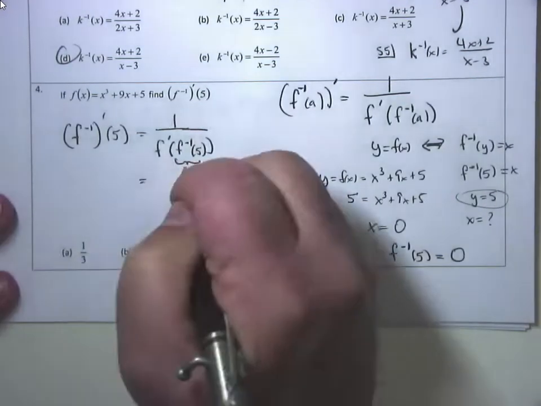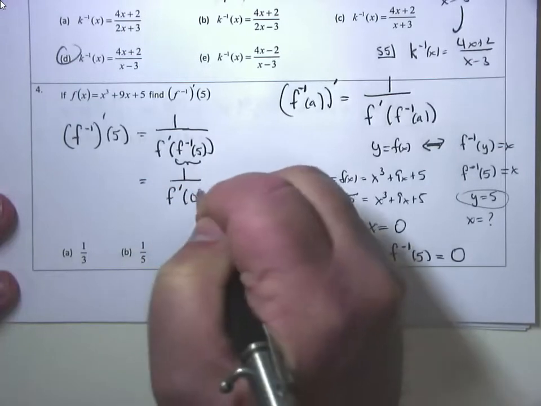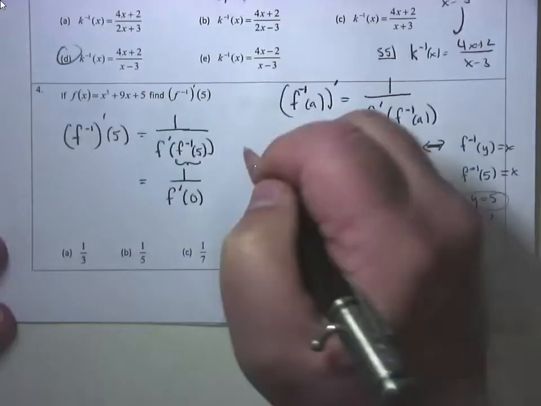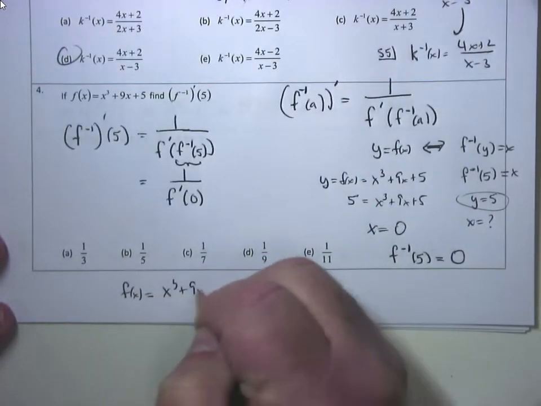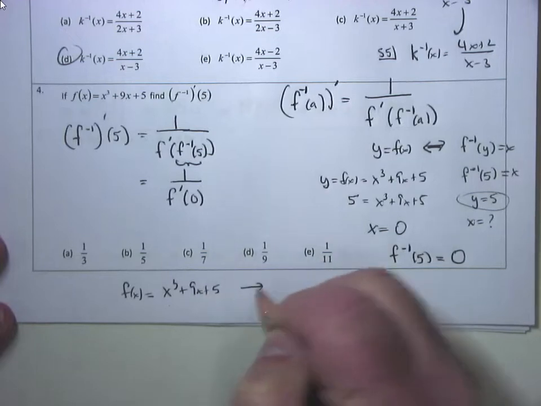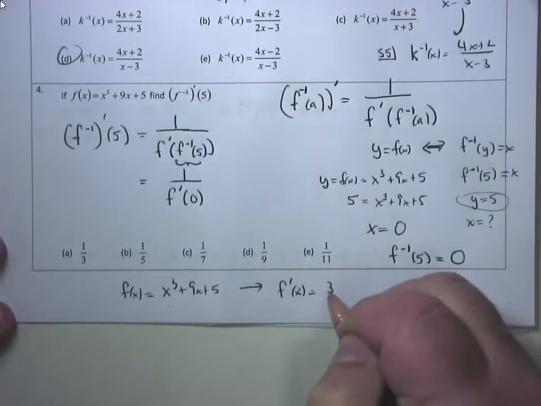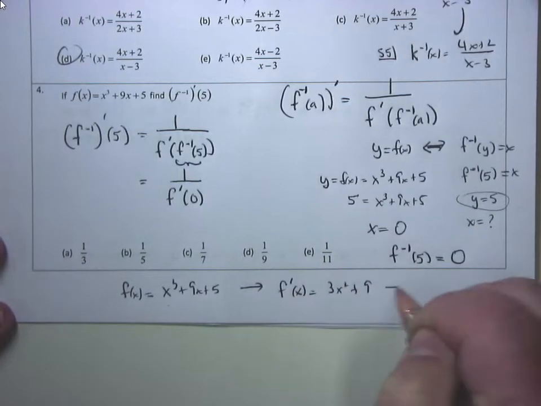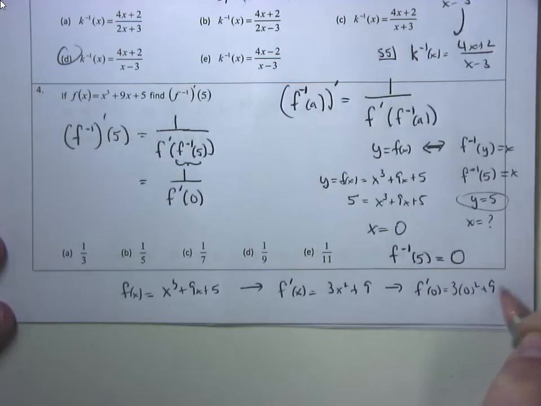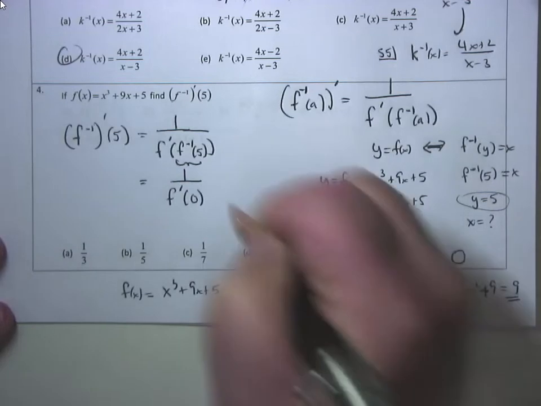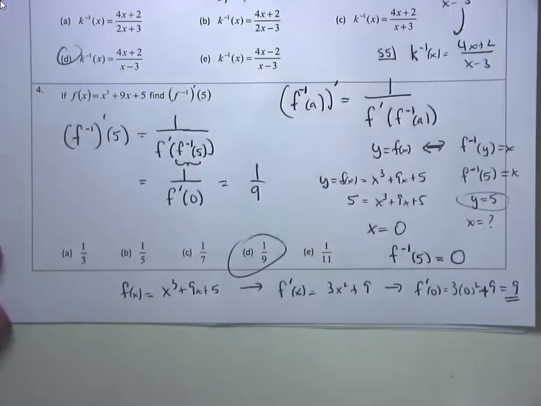So cleaning this up, the answer that I'm looking for is going to be 1 over f prime of f inverse of 5, which is 0. So now, I need that given f of x was equal to x cubed plus 9x plus 5, then f prime of x, its derivative, is going to be 3x squared plus 9, which implies f prime of 0 is 3 times 0 squared plus 9, yeah, pretty much 9. So my answer is going to be 1 over f prime of 0, which we discovered to be 9. Answer is D, 1/9.